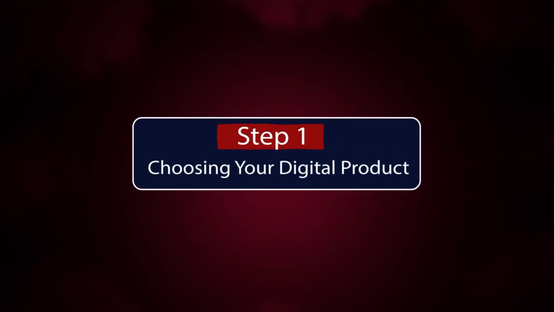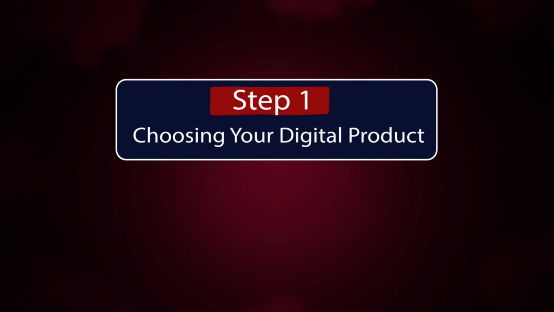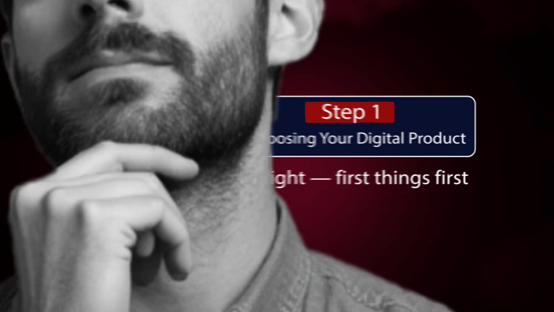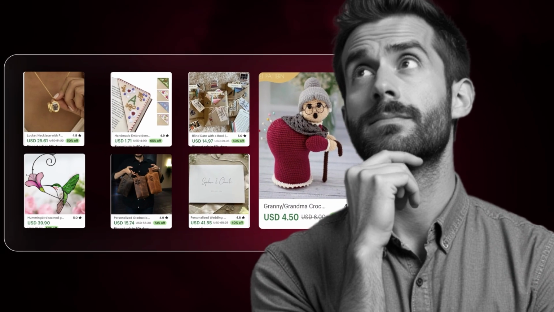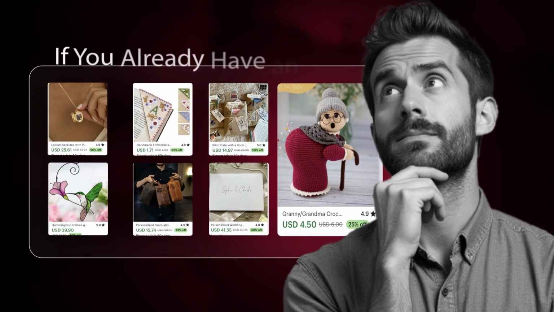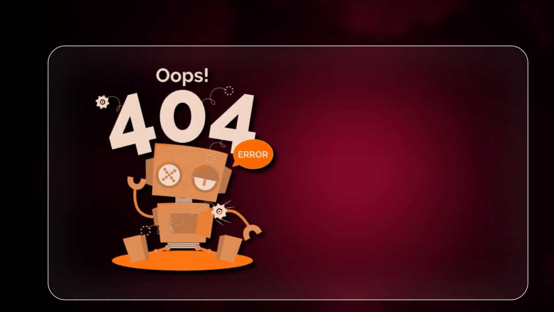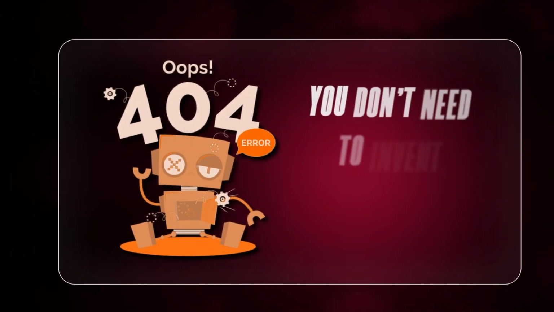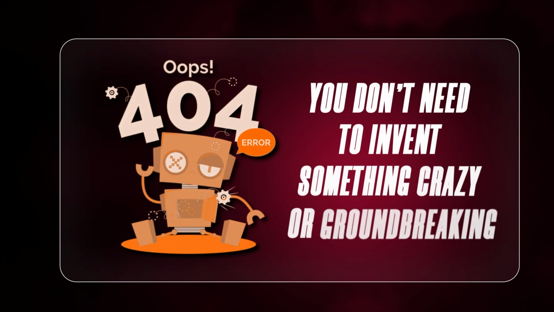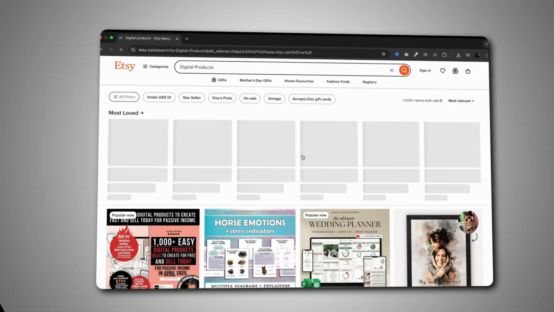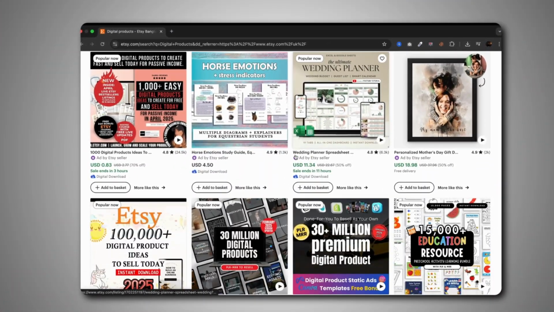Step 1. Choosing your digital product. Alright, first things first, we need to decide what digital product you're going to create and sell. If you already have an idea, that's awesome. If not, don't worry, you don't need to invent something crazy or groundbreaking. The smartest move is to create something people are already buying every single day.